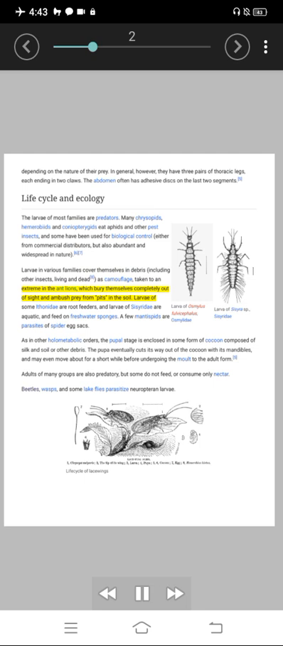Larvae of some Ithonidae are root feeders, and larvae of Ciceridae are aquatic, and feed on freshwater sponges. A few mantispids are parasites of spider egg sacs. As in other holometabolic orders, the pupal stage is enclosed in some form of cocoon composed of silk and soil or other debris. The pupa eventually cuts its way out of the cocoon with its mandibles, and may even move about for a short while before undergoing the molt to the adult form.